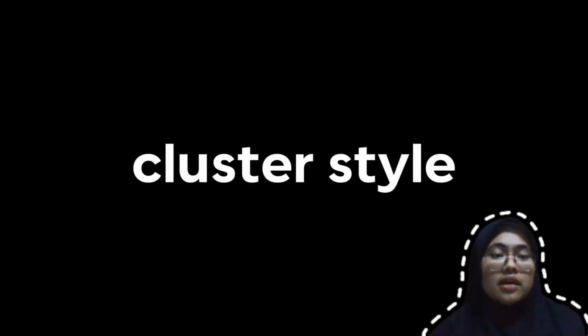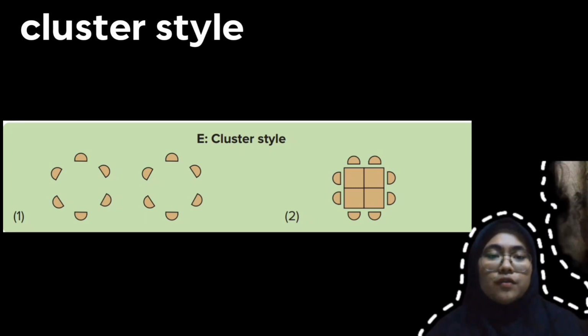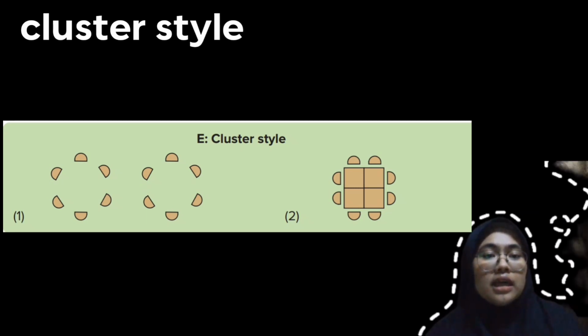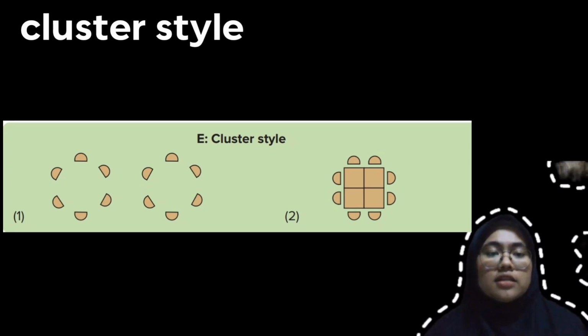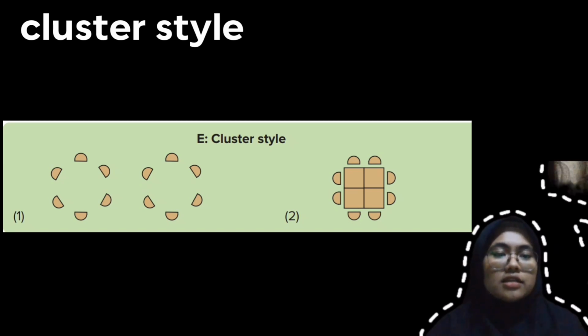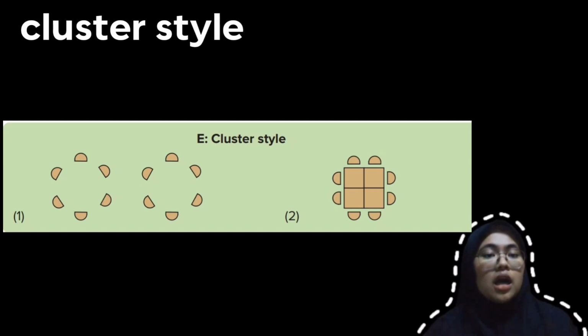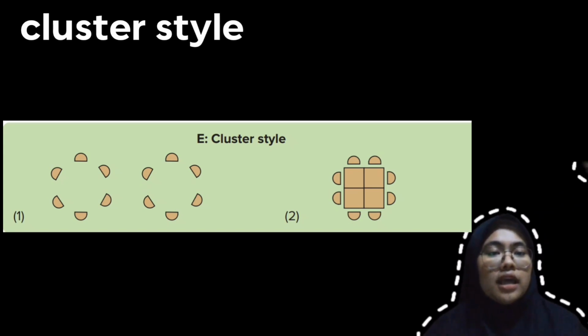Okay, the last arrangement style is the cluster style. This style is similar to the offset, where only a small number of students, for example 4 to 8 students, are suitable for each group. This arrangement is especially effective for collaborative learning activities. At first glance, this arrangement style may appear similar to the offset style because of the table arrangement. However, there are some differences, such as the arrangement of students at the table.